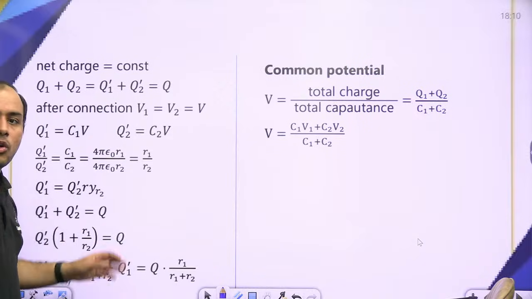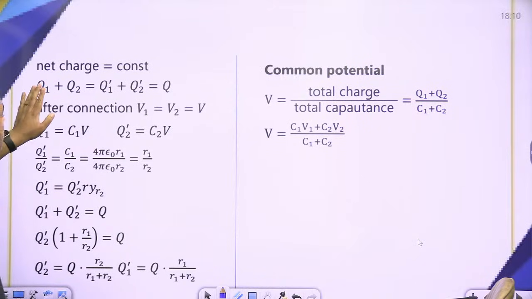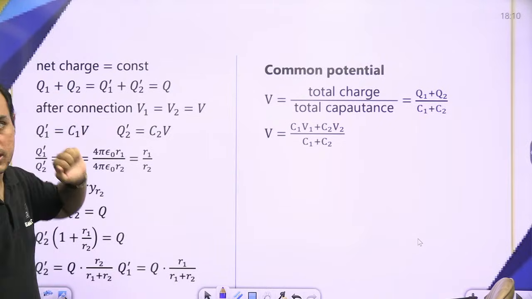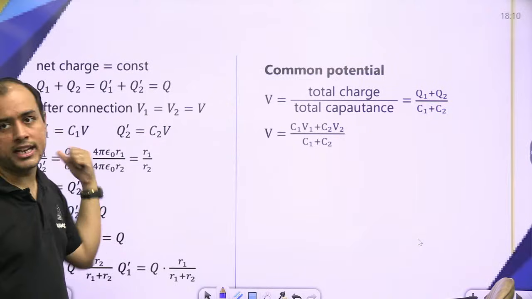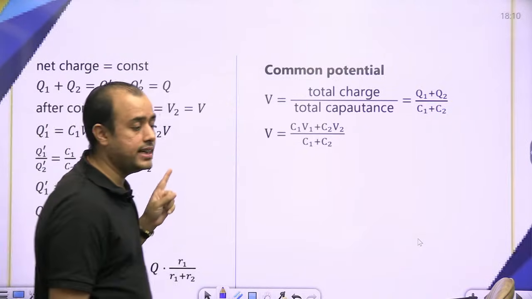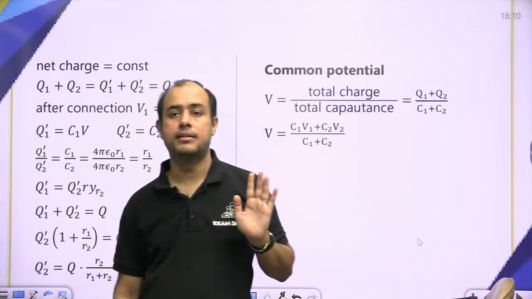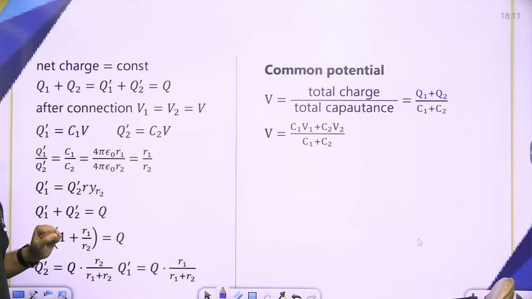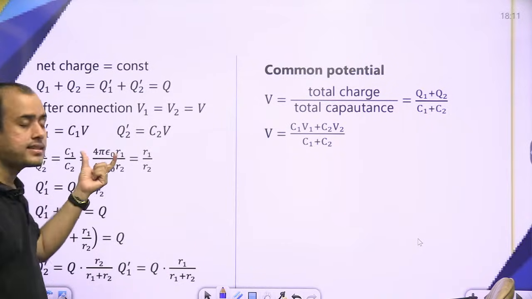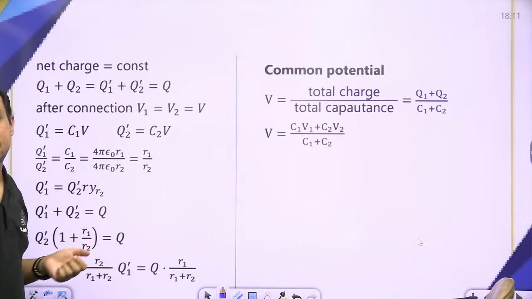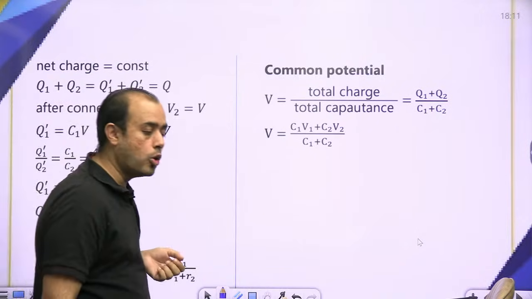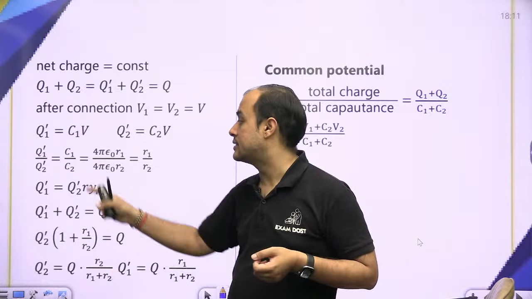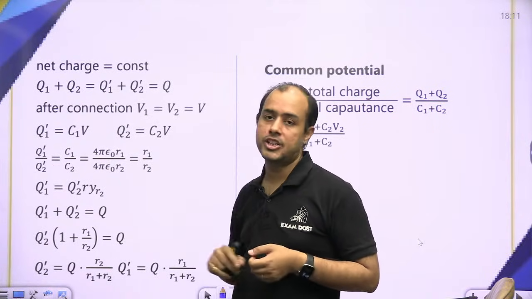ठीक है. So if you want, you can do it by capacitance. How? The initial charge is Q1 plus Q2. The final is Q1 dash plus Q2 dash. After connection, potential should be same. Now charge is capacitance into potential, ठीक है, CV. So you will say Q1 dash by Q2 dash is C1 by C2. Now what is the capacitance? Capacitance of a isolated sphere is given by 4 pi epsilon r. So the ratio of capacitance is ratio of radius. Therefore charges are divided in the ratio of radius.